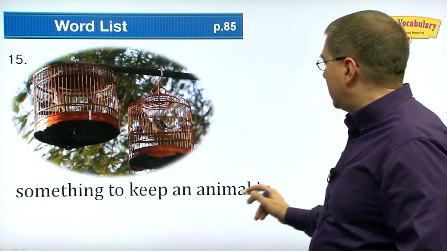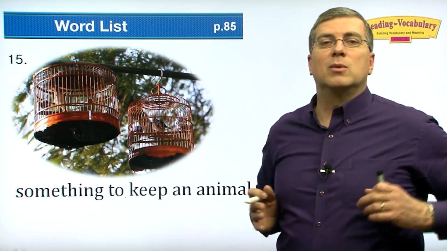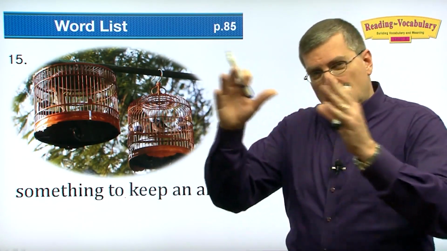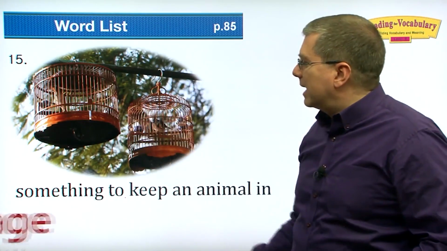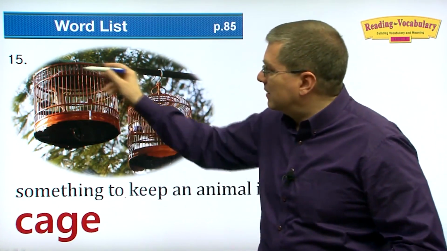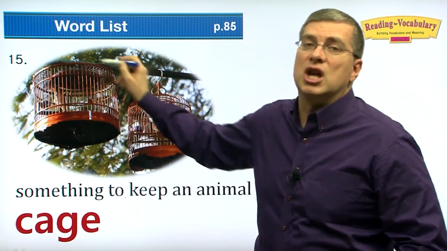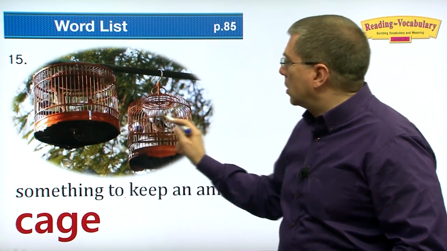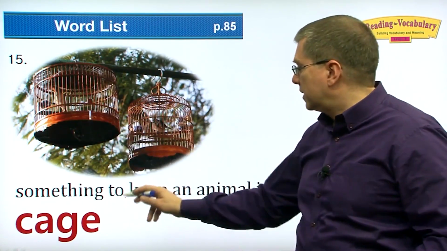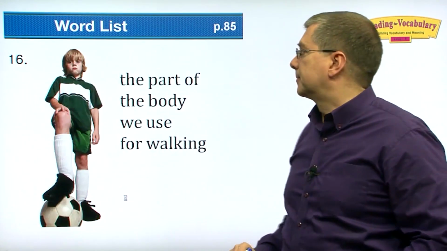Something to keep an animal in. We already talked about that, right? I just talked about with your ribs, if you talk about the whole thing, it's like a cage, right? So rib, rib cage, but in this case, this is just a cage. This isn't a rib cage. This is just a cage. You keep birds in a cage. Something to keep an animal in is a cage.